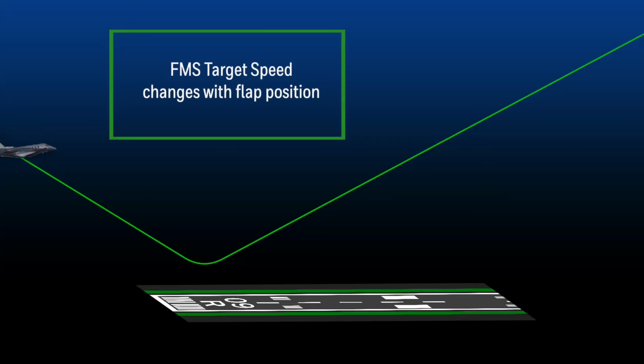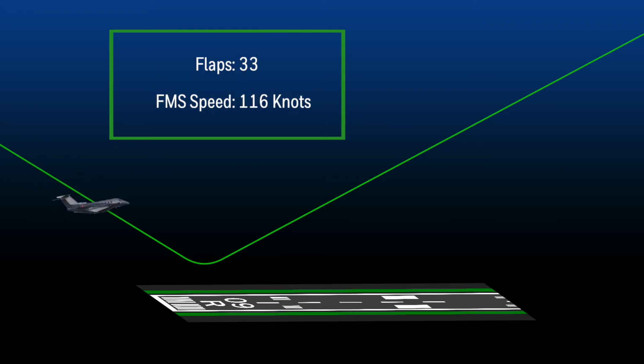In the event of a go-around, the FMS target speed also changes with flap position. During the initial go-around, with the flaps at 33, the FMS target speed is 116 knots. As the flaps are retracted, the target speeds increase up to 170 knots with flap 0. As always, the pilot can select a manual speed at any time.